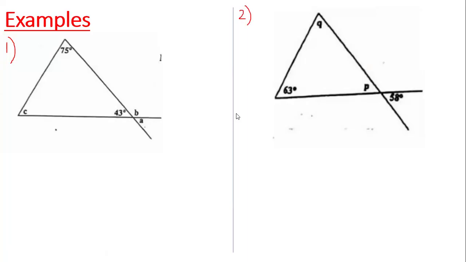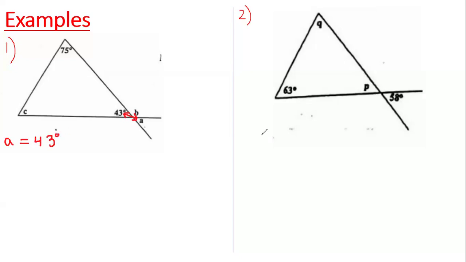So what's gonna be our answer for A in this one? A is equal to what? 43. A is gonna be equal to 43. Why is A gonna be equal to 43? Because they're vertically opposite. Because vertically opposite angles are equal. Very good. I want to hear from Leah, the rest of us. Why is A equal to 43? Because they're vertically opposite.